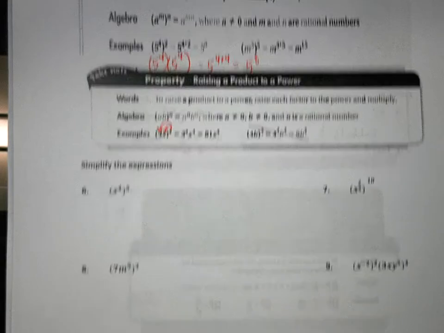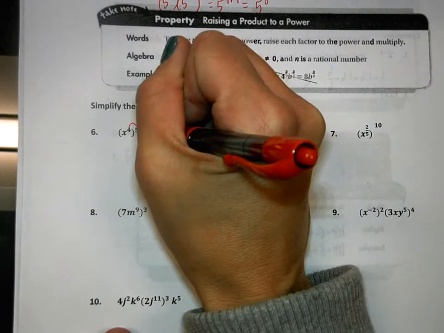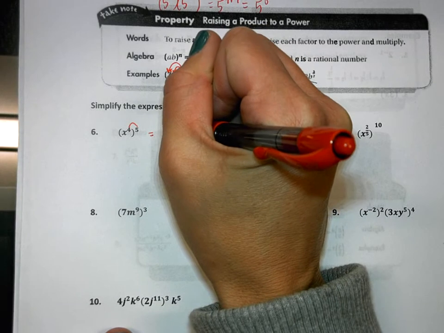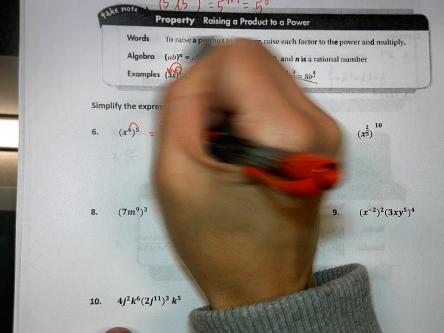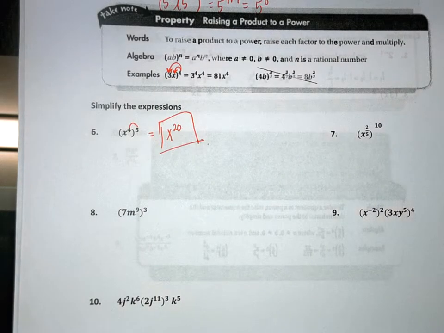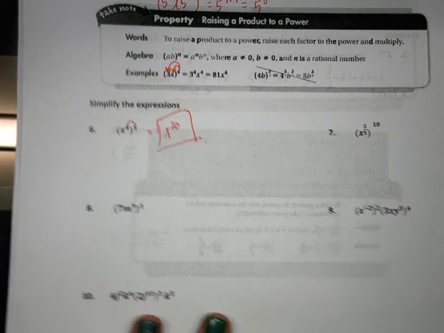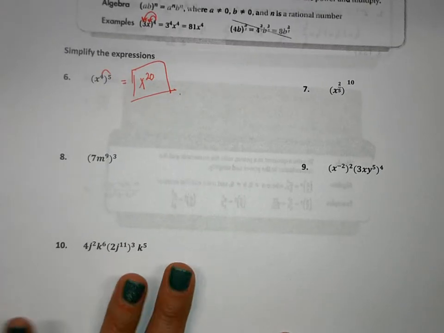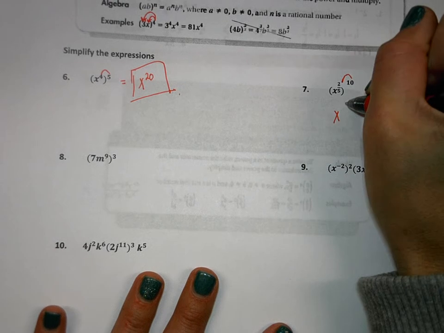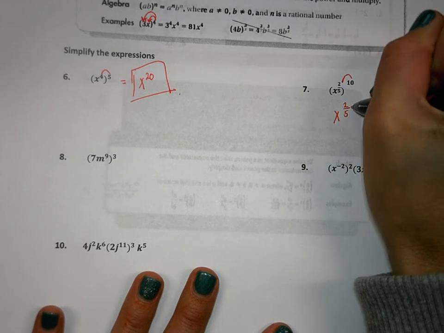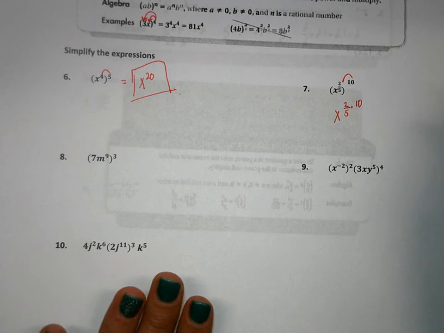All right, so number 6, all we have to do is multiply our power to power. So what is 4 times 5? 20. So x to the 20th power. Okay, number 7. Same idea here. We're going to multiply 2/5 times 10, but I'm going to write this out. 2 over 5 times 10, and I can always make 10 as a fraction by putting it over 1.